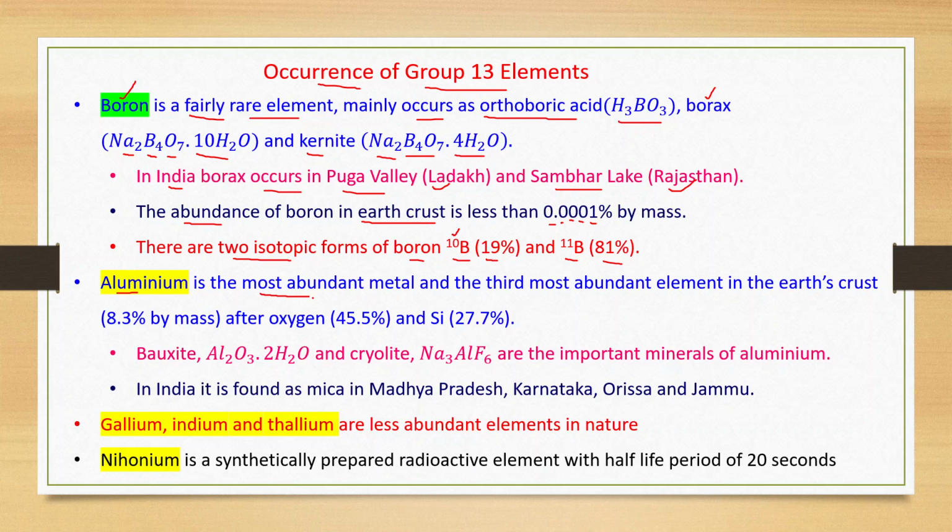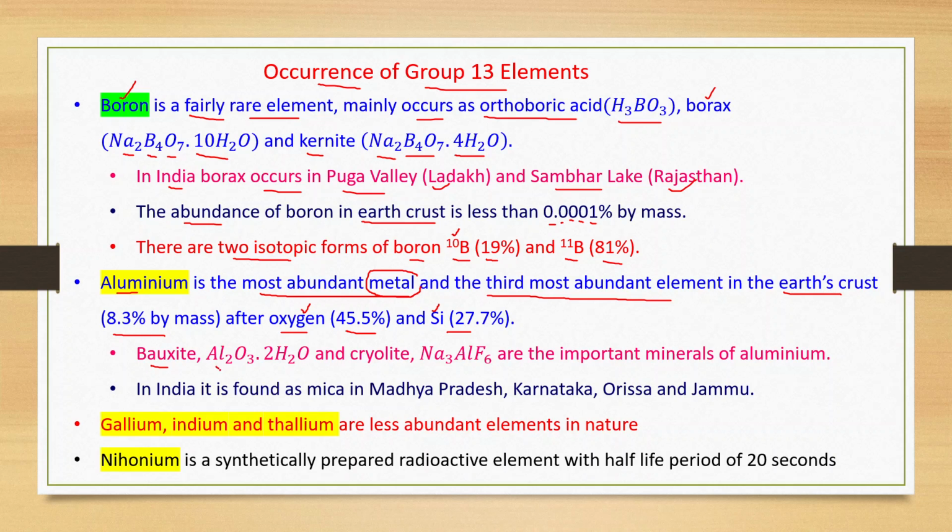Aluminium is the most abundant metal, remember it, and the third most abundant element in the Earth's crust, 8.3% by mass, after oxygen 45.5% and silicon 27.7%. It means the most abundant element in the Earth's crust is oxygen, the second is silicon, and the third is aluminium. If we compare elements, aluminium is the third most, but if we compare only metals, then aluminium is the most abundant metal in the Earth's crust.